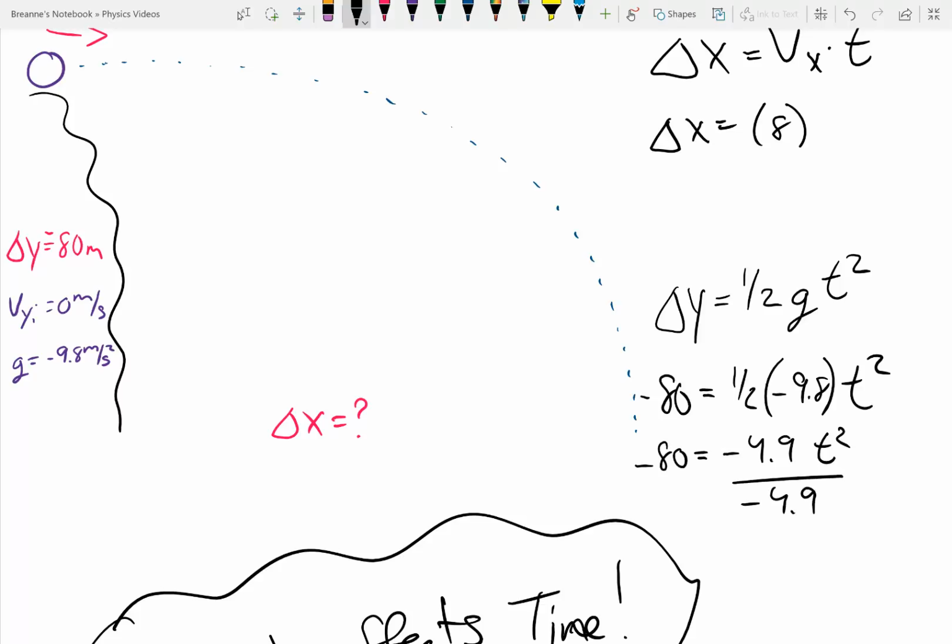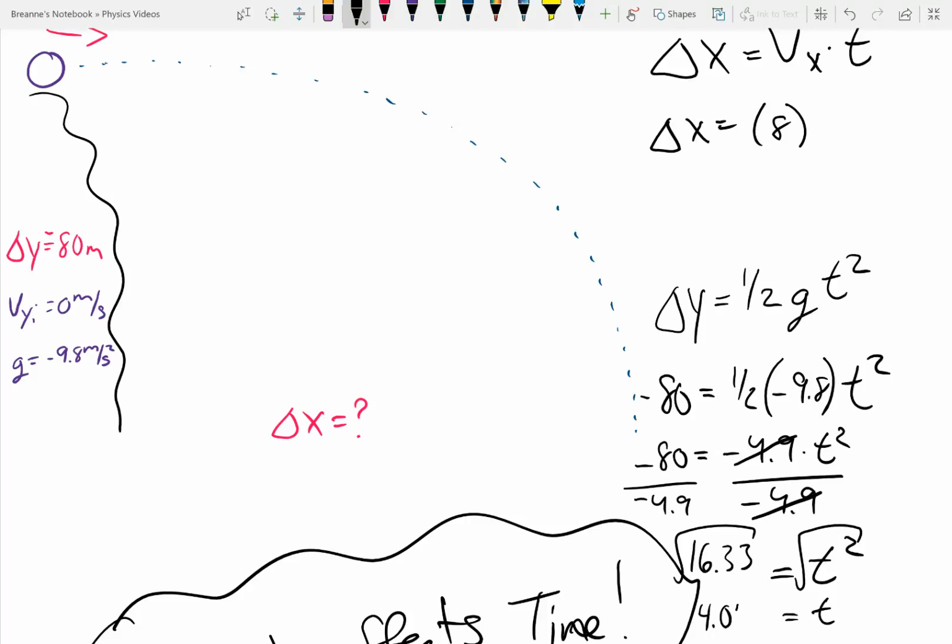We divide both sides. Now this is a key thing. I was watching people do their work. They were trying to add. It's being multiplied here, so you have to divide. You get t squared equals, let me pull out my handy dandy calculator just to make sure I'm doing that math. So 80 divided by 4.9 gives you 16.33. You have a squared, so you have to take the square root. So you get time equaling 4.04 seconds.